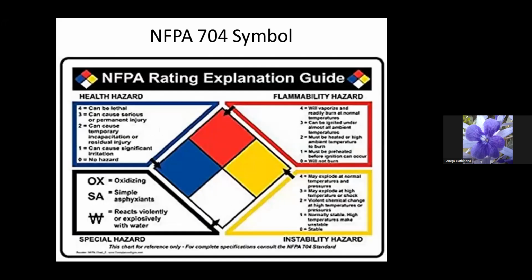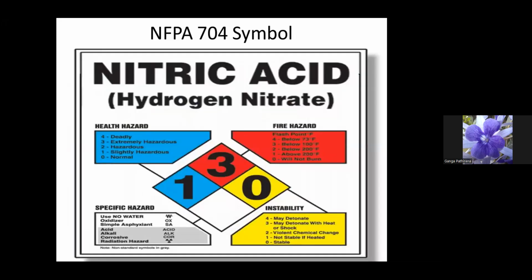So this is the NFPA 704 symbol. You may see this in the laboratory, but I think we are not much concentrating on this diamond-shaped symbol. This is the symbol for nitric acid. Health hazards number in blue color, fire hazards in red color, and instability hazards in yellow color, and if there are some specific hazards, we mention them in white color.